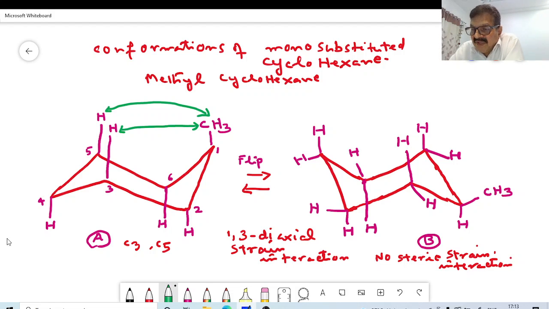But in conformation B, there is no such interaction here because the methyl group is in the equatorial position. Okay, since the methyl group is in the equatorial position, there is no 1,3 diaxial strain interaction. Now, you see, in the downside of the ring, there is no 1,3 diaxial steric interaction between the hydrogen atoms because their electron clouds will be too small compared to that of the methyl group. On the bottom of the ring, we have only hydrogen atoms. There are no steric strain interactions here.